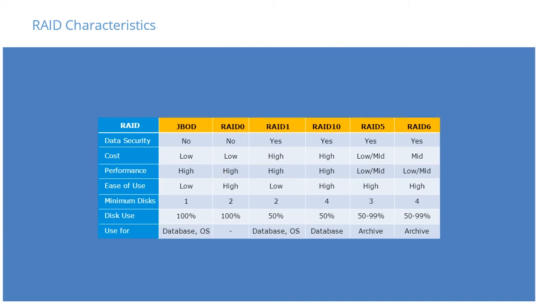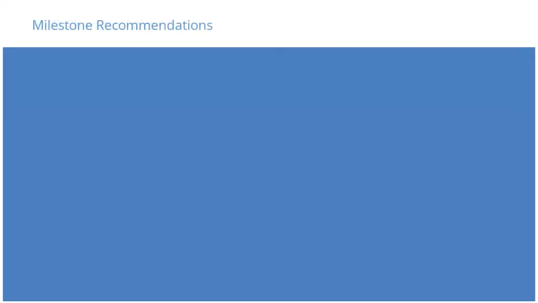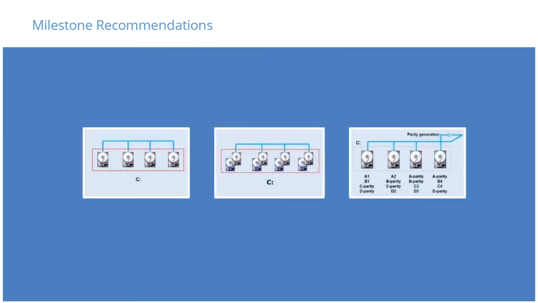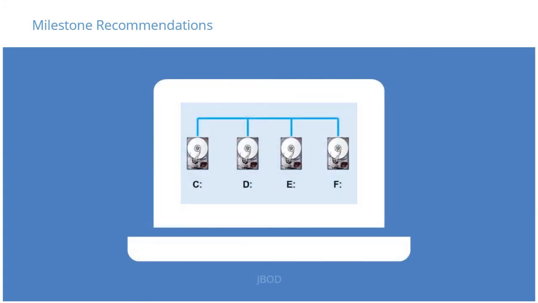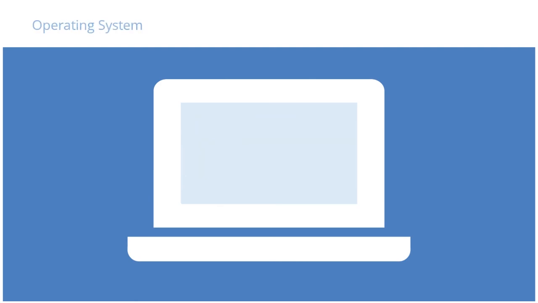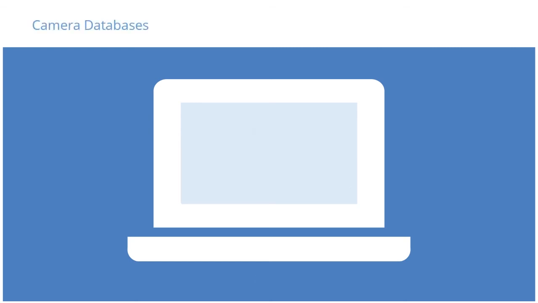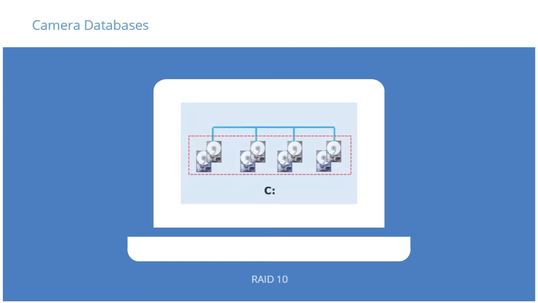Now that you know how different storage technologies operate, let's take a look at what Milestone recommends for storage choices. For XProtect to function optimally, you must select the appropriate storage type for the intended storage purpose. For tight budgets, JBOD provides the best compromise for performance, cost, and data security. For an optimally designed system, however, here's what Milestone recommends. The Windows operating system should be installed on a RAID 1 configuration to ensure full data redundancy. The camera's live databases should be kept on a RAID 10 configuration.